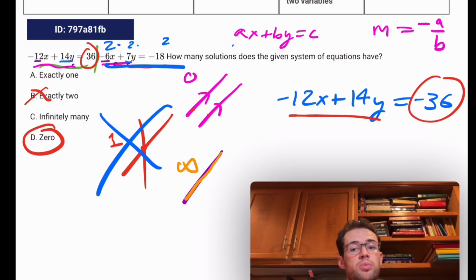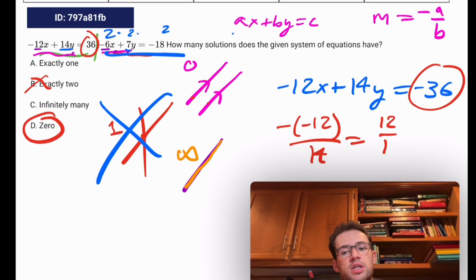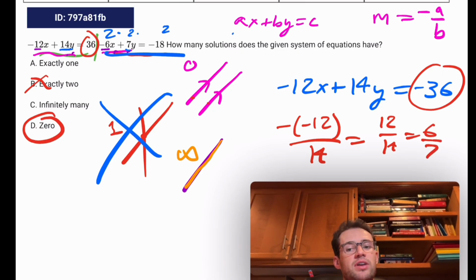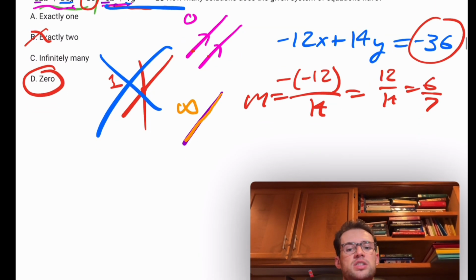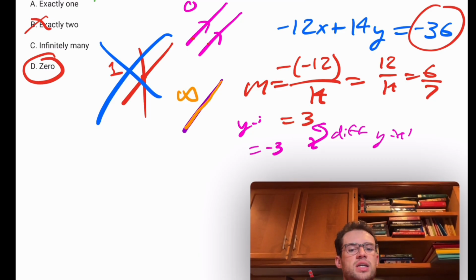They have the same slope, which again, if you wanted to find it, just do negative a over b. That's negative 12 over 14. So it's positive 12 over 14, which is equal to 6/7. So both of them have a slope of 6/7, and their y-intercepts for one of them, it's negative 36 over negative 12, that's 3. The other one is going to be positive 36 over negative 12, which is negative 3. So two different y-intercepts. I wrote c, that should say y-int.